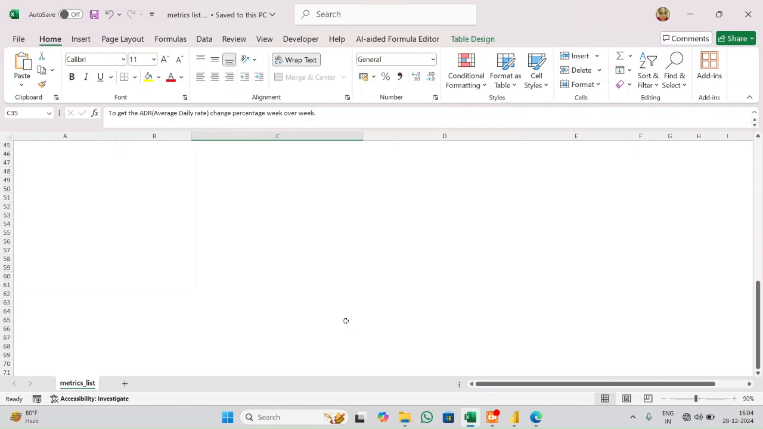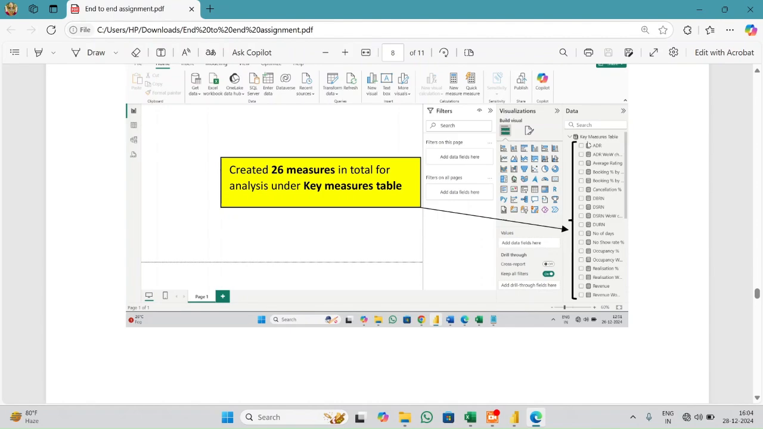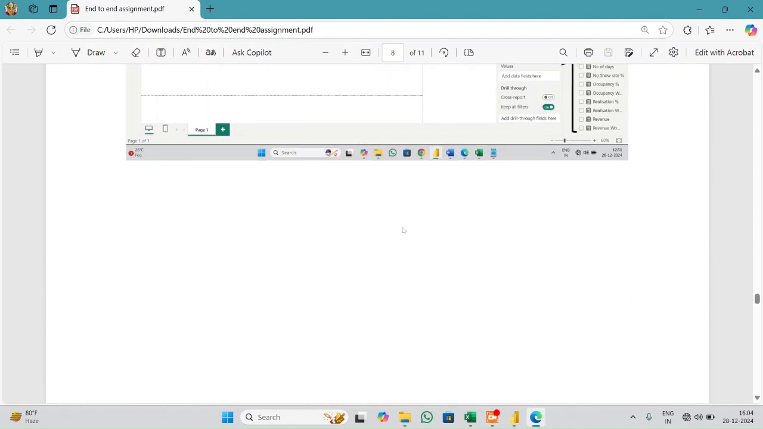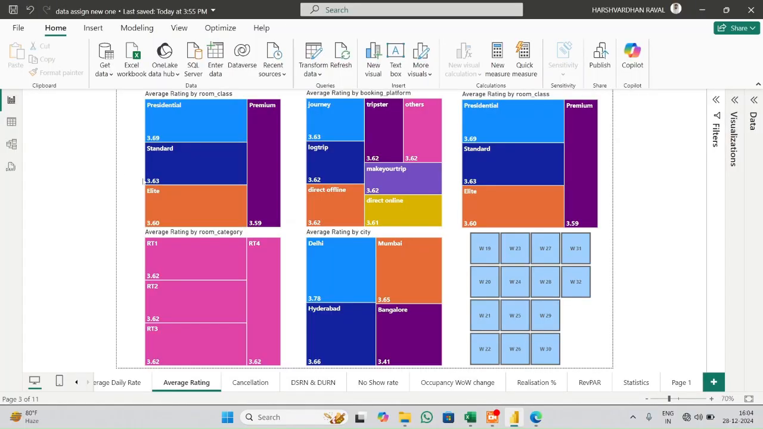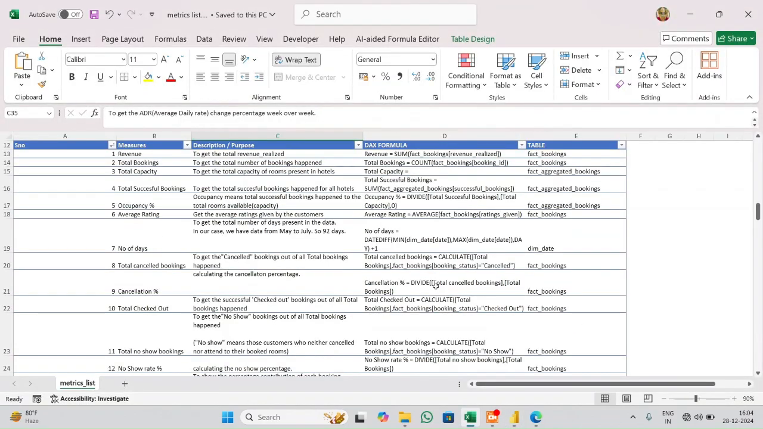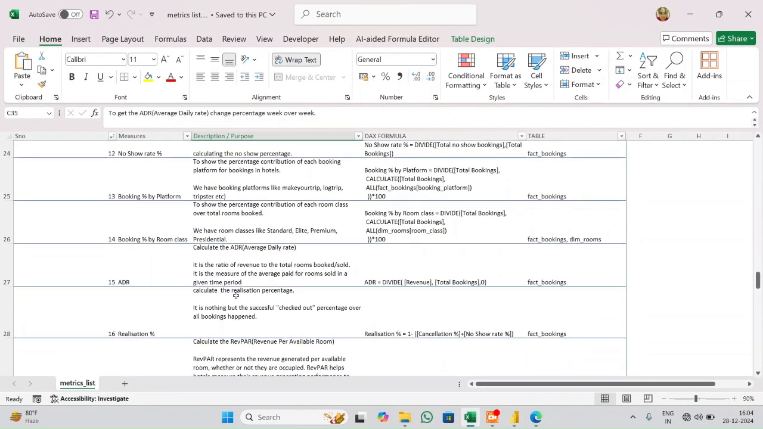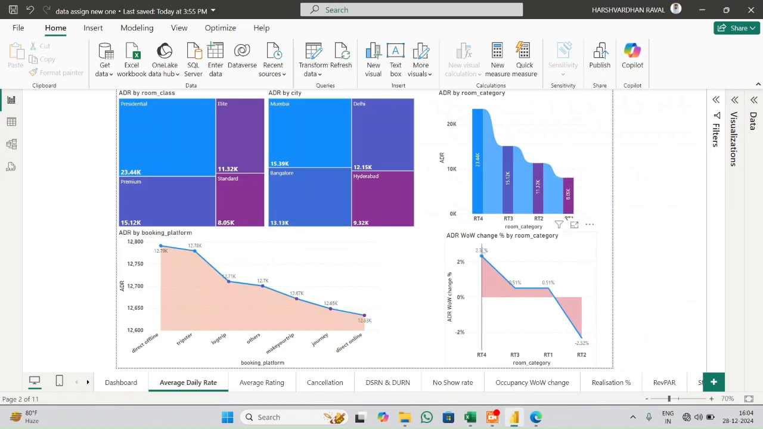So this was calculated, and in this way I have created these 26 measures. So after that, I have created calculated columns, I have created the measures. Now it's time to start the graphical process, creating the graphs and so on. So first of all, average daily rate. What we have studied, average daily rate is equal to the ratio of revenue to total rooms booked or sold. So what is the revenue of the hotel? Total rooms booked or sold.